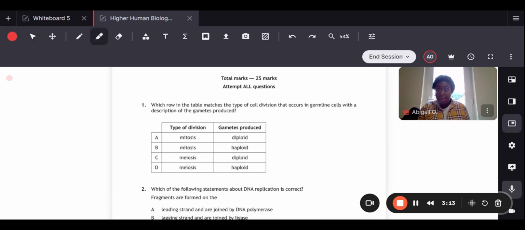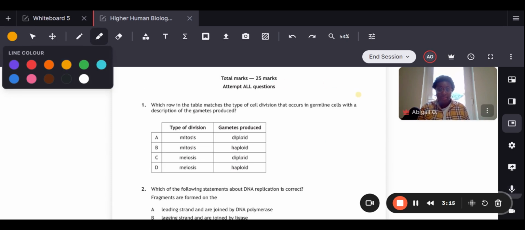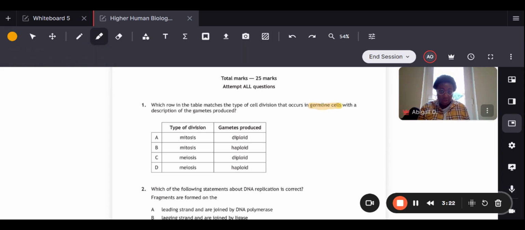It's always good to highlight keywords in our question that might point us towards an answer. So the first keyword that I'm looking at here is germline cells, okay? And gametes produced. So why are those keywords? Those are keywords because we know that in order for gametes to be produced, they must be produced by the process of meiosis. That's right.